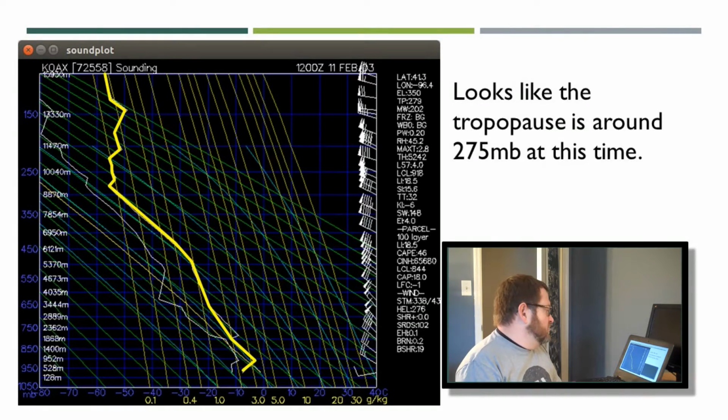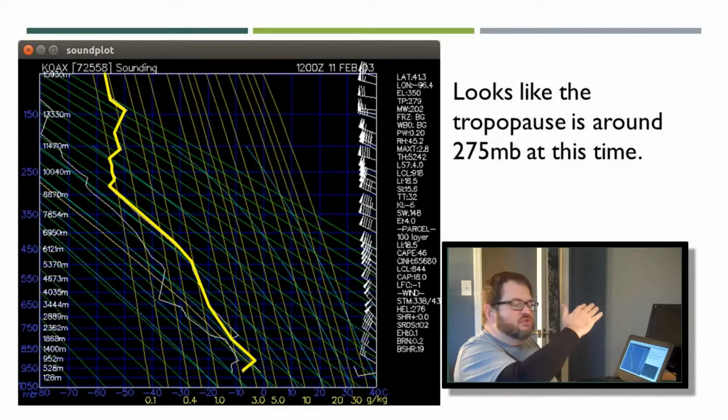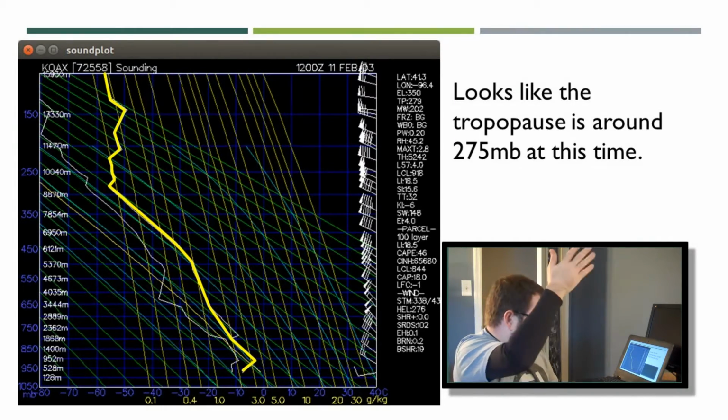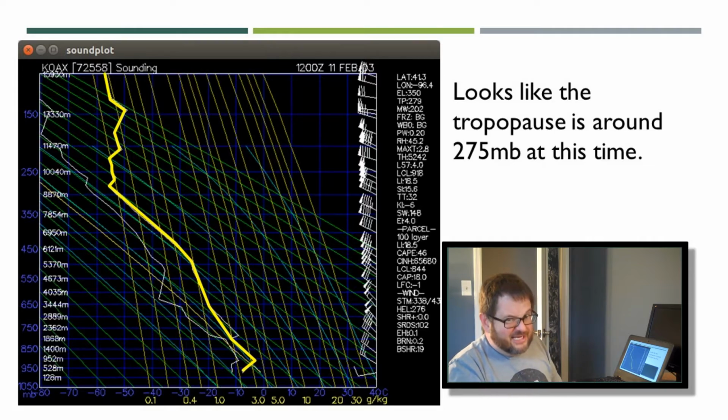And oh look, if I look more closely here, I can see how the temperature was decreasing with respect to height through most of the layers of the troposphere, and then all of a sudden around 275 millibars roughly, from there on up, the temperature is just wiggling around. It's pretty close to the same temperature from there to the top of the graph. That's the tropopause. The tropopause is at about 275 millibars at this time. Officially, it was 279 millibars, according to the information on the side of the graph there.